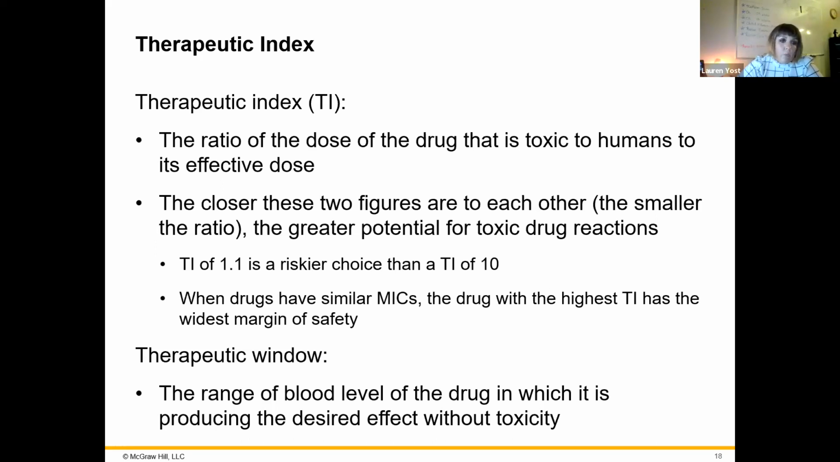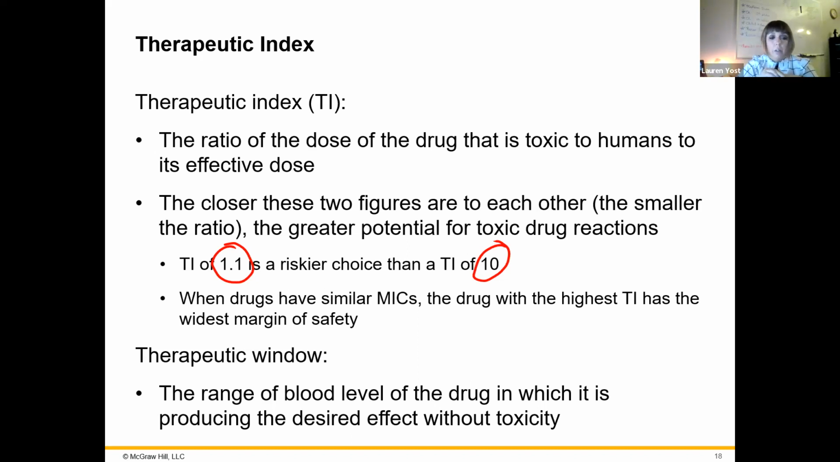So the therapeutic index is the ratio of the dose of the drug that is toxic to humans, how much can you take of this medication before it starts being bad for you, versus its effective dose. So how much of that medication do you need to take in order to kill the bacteria? The closer those two are to one another, the closer we are to a danger zone. So that's working on a potential for a toxic reaction to that drug. A therapeutic index of 1.1, that's a closer value, is a riskier choice than a therapeutic index of 10, because it's farther from 1. And the farther you get from 1, the better the scenario.